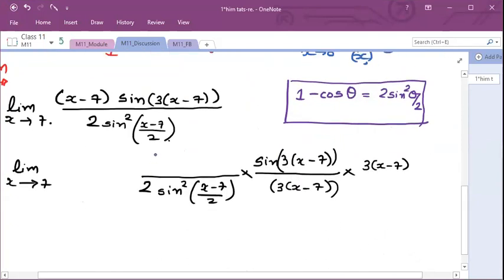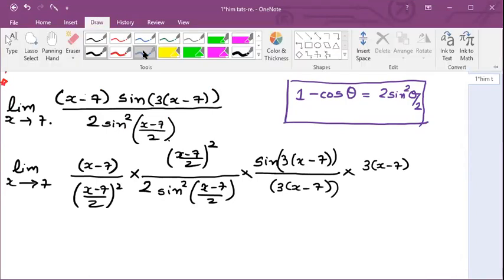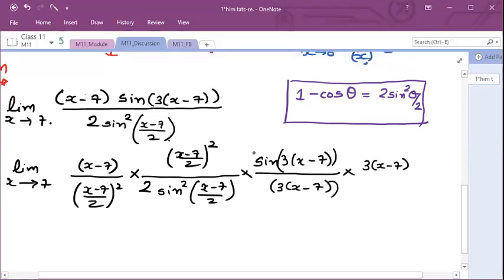So for sine square x minus 7 by 2, here we should have x minus 7 by 2 whole square. But we are not having that, so let us multiply with x minus 7 by 2 whole square, and since I am multiplying with this, I should divide with the same. And here what am I left with? x minus 7, right? So it is balanced. In the question I am having this x minus 7, this 2 times sine square x minus 7 by 2 and sine 3 times x minus 7. Here I have multiplied with 3 times x minus 7, and here with x minus 7 whole square by 2. Whatever things are required for the formulae, let us keep them to one side.